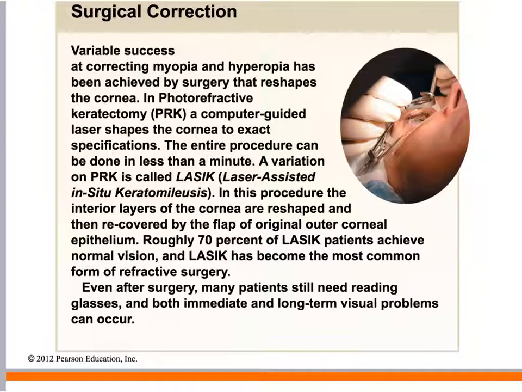There can be surgical correction for myopia and hyperopia. This has been achieved by reshaping the cornea. There's a type of surgery called PRK, photorefractive keratectomy, where a computer-guided laser shapes the cornea to the exact specifications. There's a variation of this called LASIK, laser-assisted in situ keratomileusis. In this procedure, the interior layers of the cornea are reshaped and then covered by the flap of the original outer corneal epithelium. About 70% of LASIK patients achieve normal vision. LASIK has become the most common form of refractive surgery.